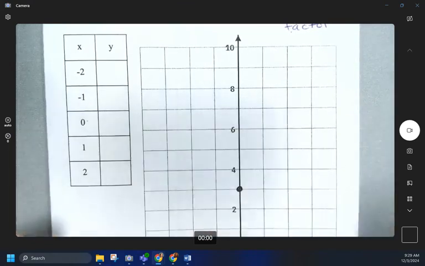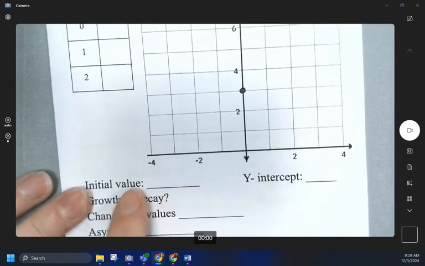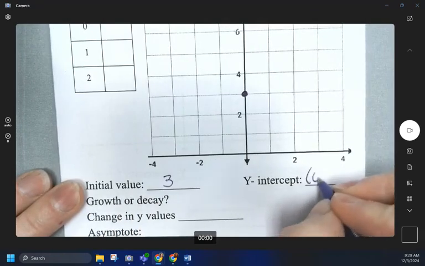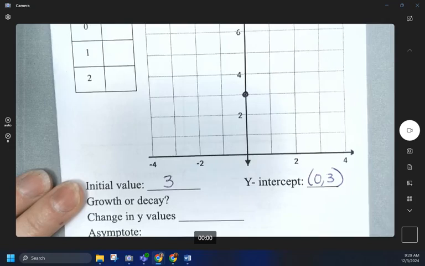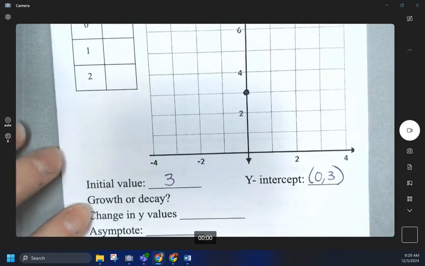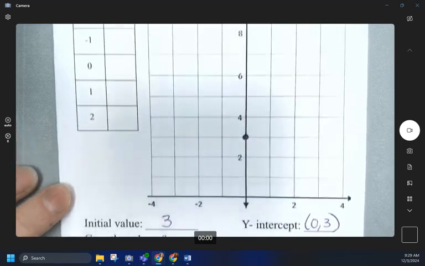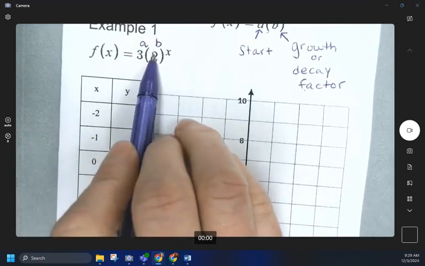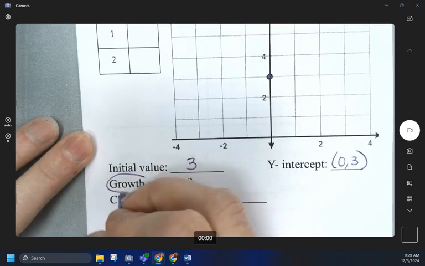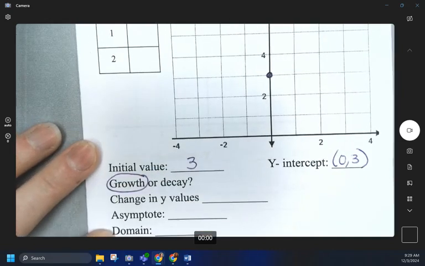Okay, let's go ahead and fill in this. Initial value is 3. Y-intercept is 0, 3. We know it is growth because our B value is 2, which is bigger than 1. So this is growth. We're going to look at our change of Y values, then we're going to go through the rest of this.